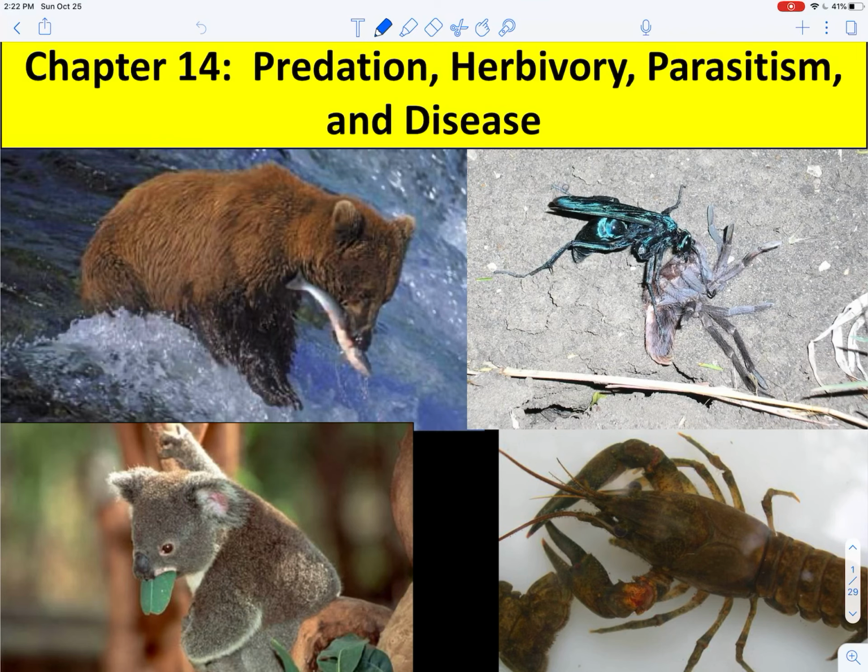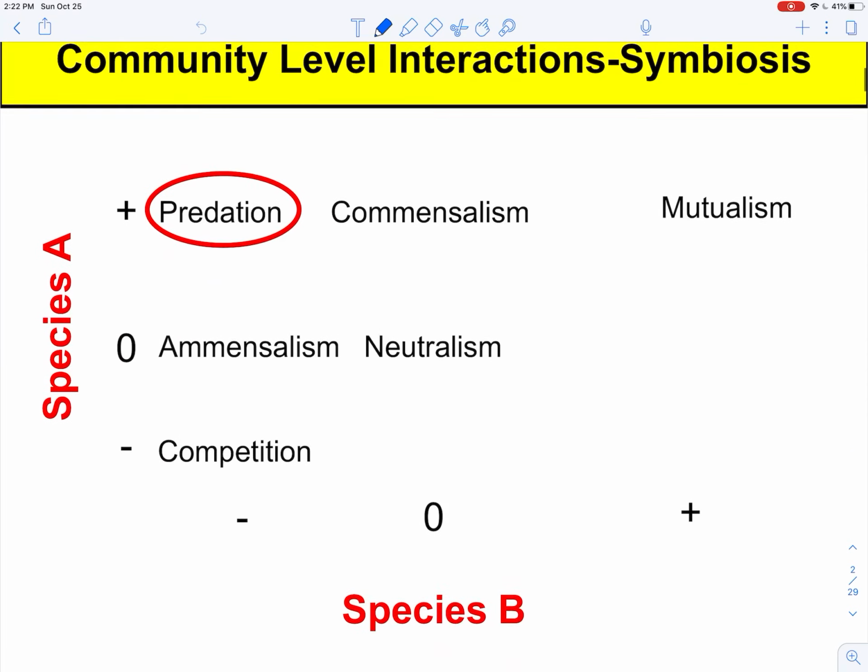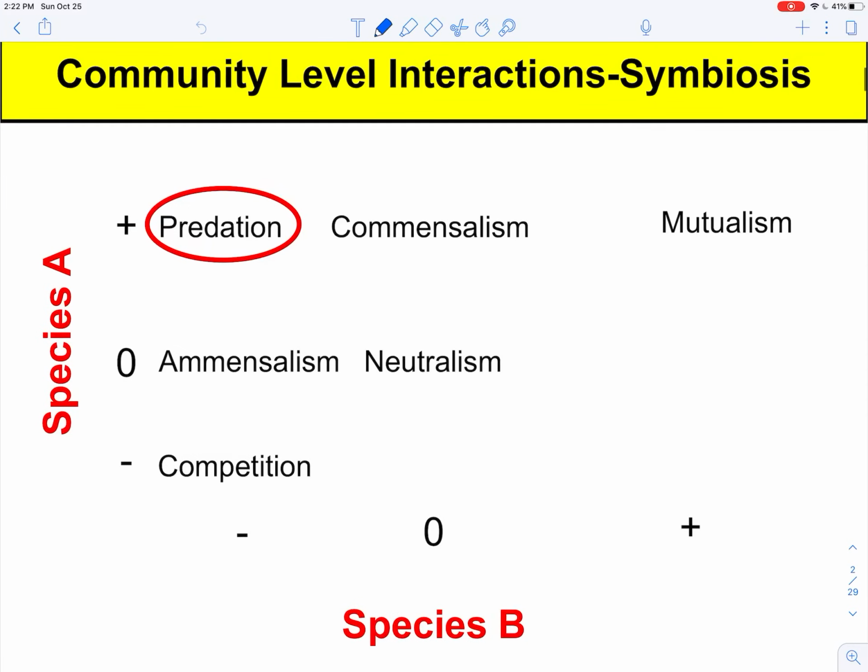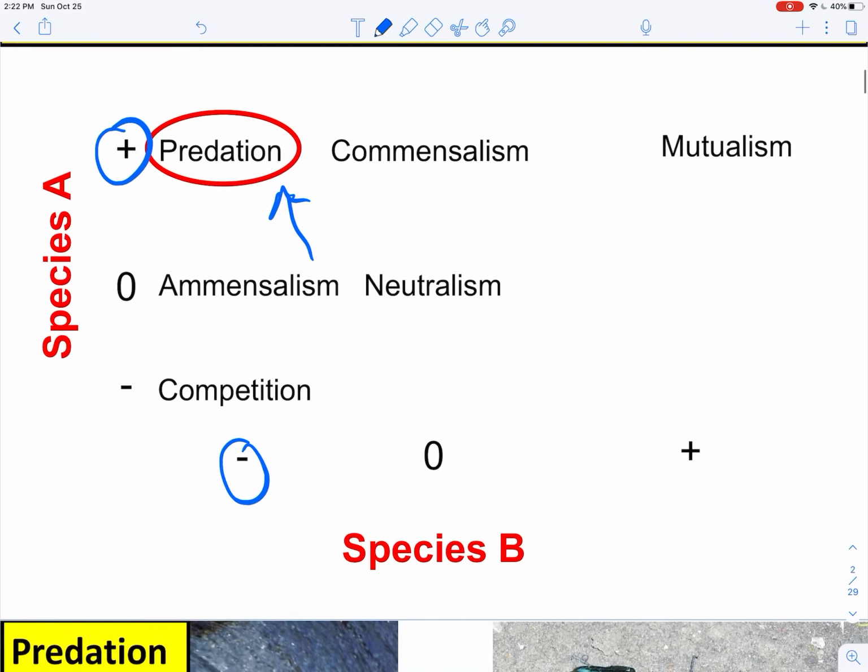Hi folks! Today we are going to jump into chapter 14, which covers predation, and we'll also get into herbivory, parasitism, and disease. And just as a reminder, we are going to talk about these positive-negative relationships as a symbiosis. So coming back to our table here, our focus for today's lecture falls under predation, this positive-negative interaction between two species, but also keeping in mind that herbivory, parasitism, and disease also fall into this category of positive-negative interactions.